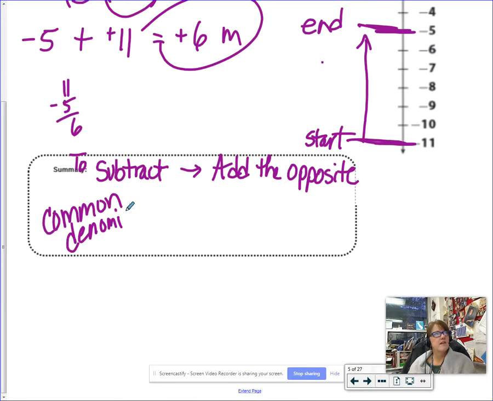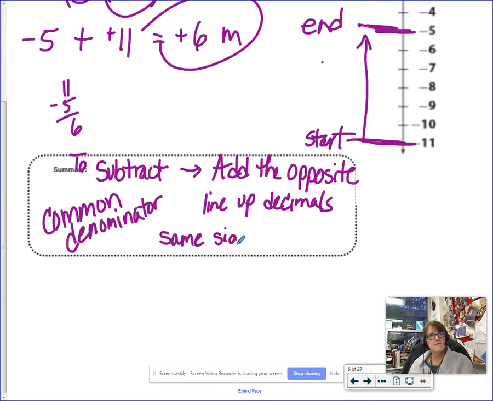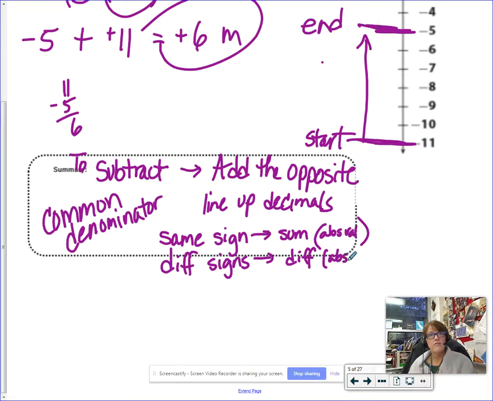Denominator. Why is that word hard to spell? Goodness sakes, sound it out. Common denominator. Line up your decimals. Let's see, what else? Same sign, sum the absolute values. I'll abbreviate absolute value right there. Different signs, find the difference of the absolute values.